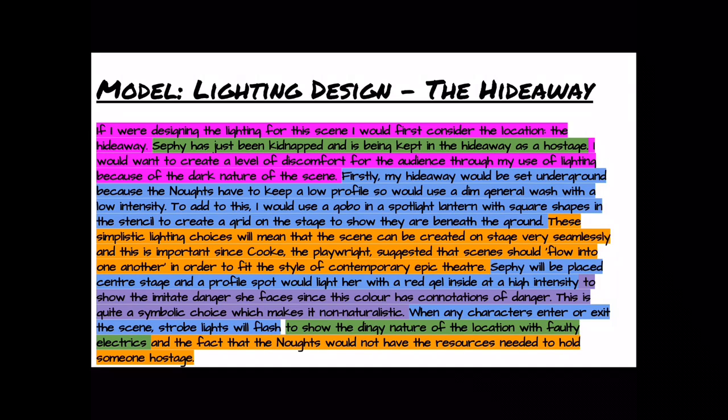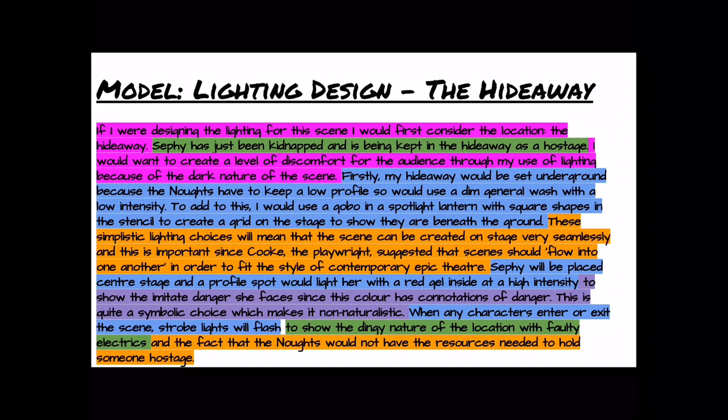So let's continue. I would want to create a level of discomfort for the audience through my use of lighting because of the dark nature of the scene. Firstly, my hideaway would be set underground because the Noughts have to keep a low profile, so I would use a dim general wash with a low intensity. To add to this, I would use a gobo in a spotlight lantern with square shapes in the stencil to create a grid on the stage to show they are beneath the ground.